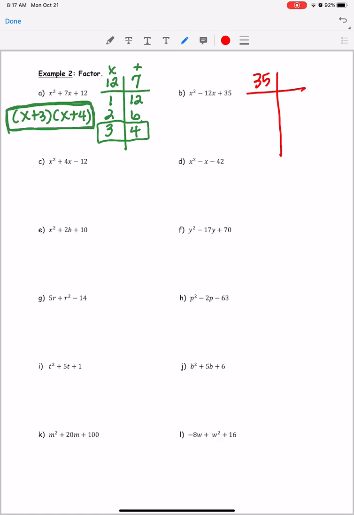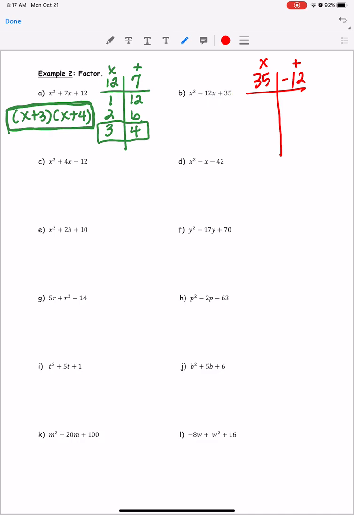Okay, so we need something to multiply to a positive 35, but when I add them, we get to a negative 12. Because this is positive, it means we need the same sign, so either positive, positive, or negative, negative. But because this one is negative, we need two negatives.